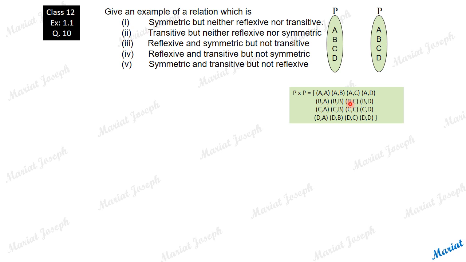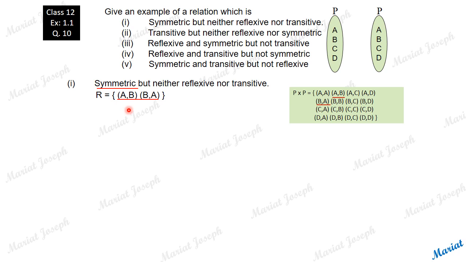Now, any subset that we create is a relation from P to P. Any subset of this P cross P. Let's create a subset of P cross P as a relation satisfying these various conditions. First condition, we want a relation which is symmetric but neither reflexive nor transitive. I'm taking this example, R, a subset I've created of this P cross P by choosing these two ordered pairs AB and BA and nothing else. Because we want the relation to be symmetric.